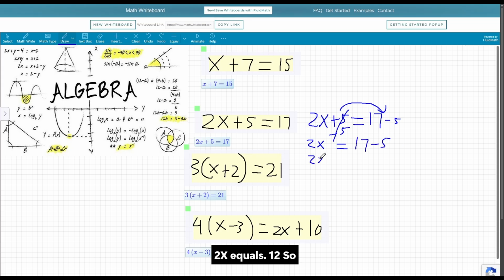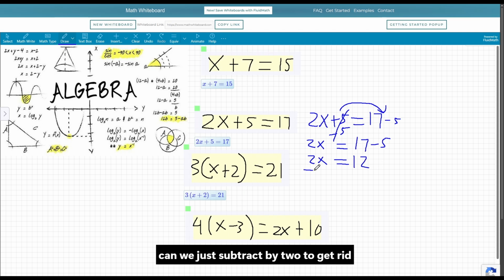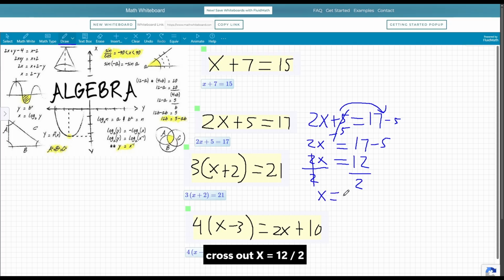So 2x equals 12. Can we just subtract 2 to get rid of this? No, we cannot. You would be wrong. This is actually a multiplication. When there's no addition or subtraction sign next to here, these two are being multiplied by each other. So how do we get rid of a multiplication? By doing the opposite, by dividing. So let's divide this by 2, divide this by 2. So these two cross out. x equals 12 divided by 2, which is 6.